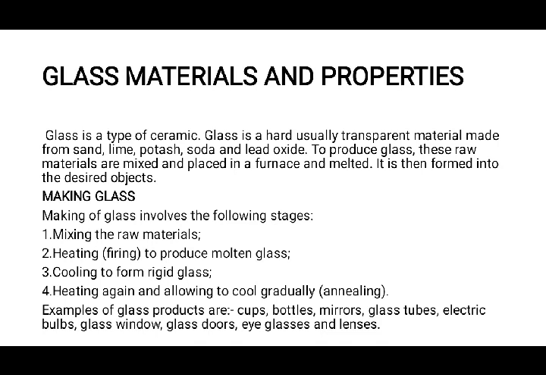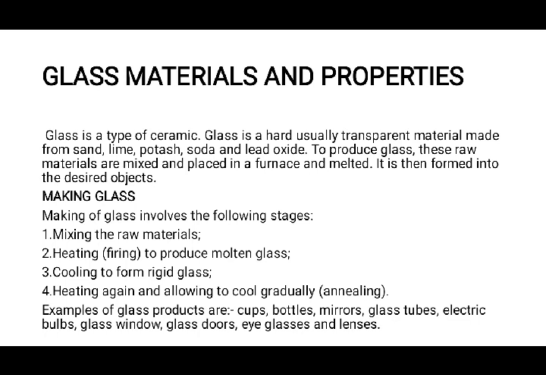Glass is a type of ceramics. Glass is a hard, usually transparent material made from sand, lime, potash, soda, and lead oxide. To produce glass, those raw materials are mixed and placed in a furnace to be melted. It is then formed into a desired object.